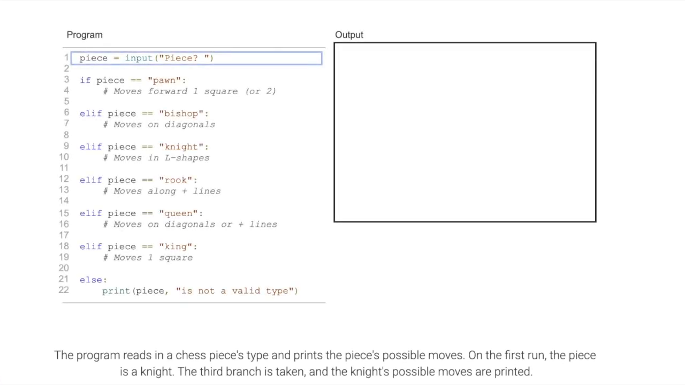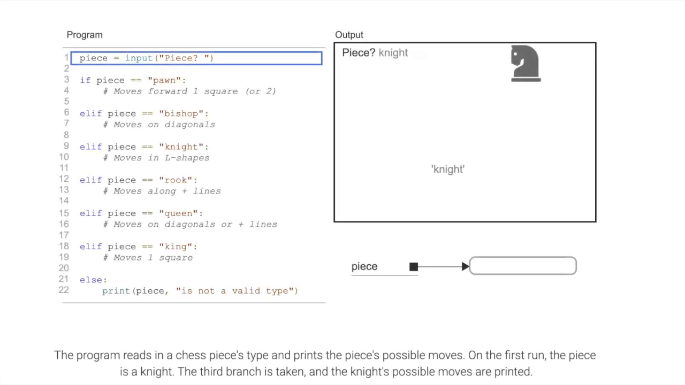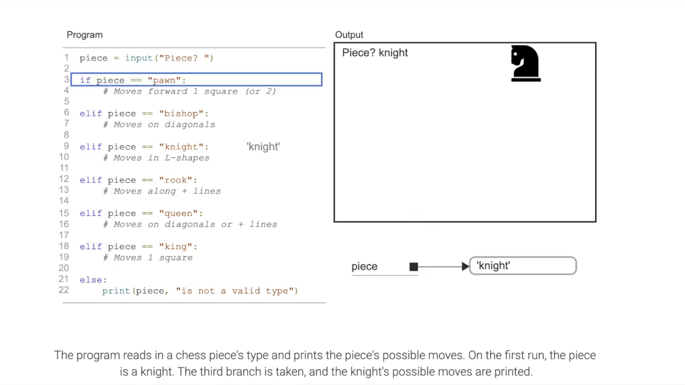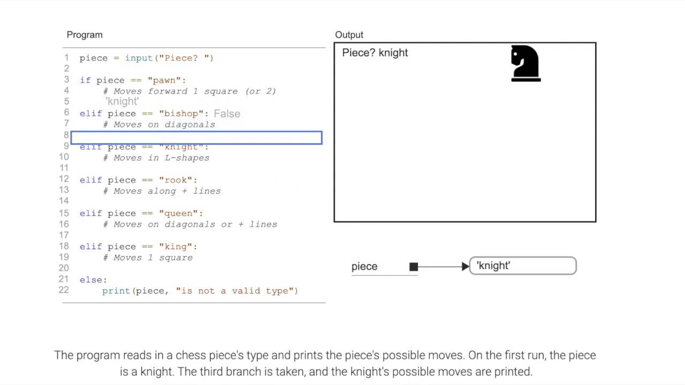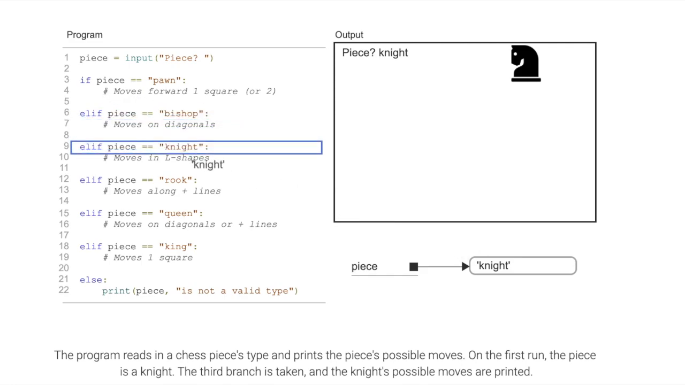The program reads in a chess piece's type and prints the piece's possible moves. On the first run, the piece is a knight. The third branch is taken, and the knight's possible moves are printed.